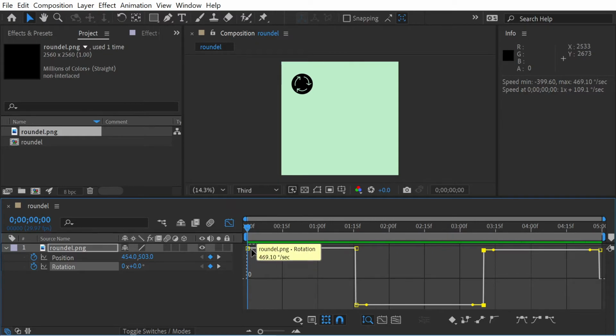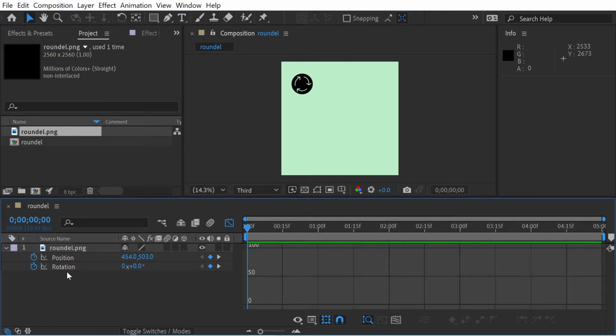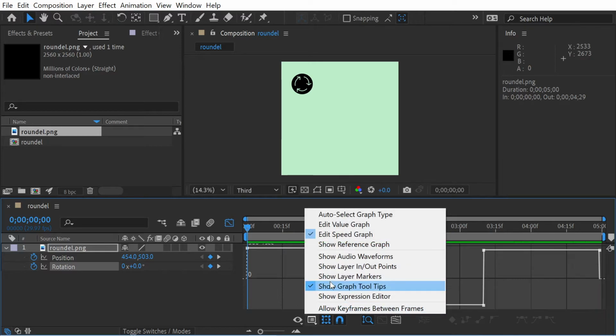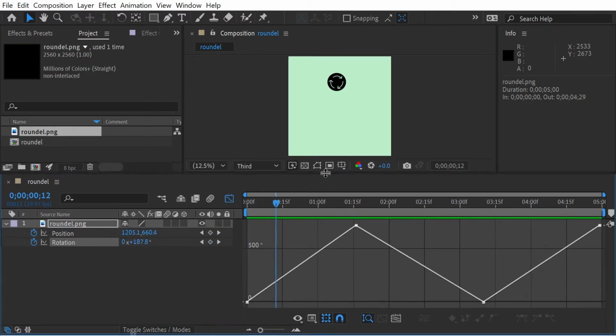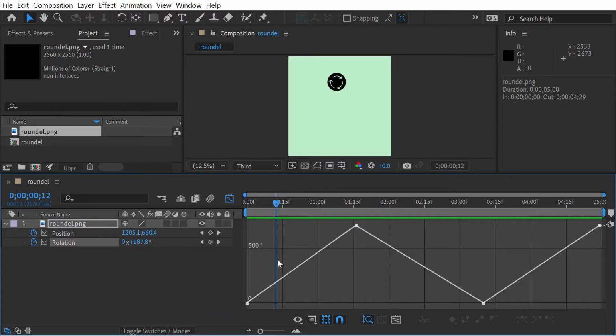So again, you can see that we have the linear. It should say linear, right? Yeah. So we have rotation selected now. This is the speed graph for rotation, and then we also have the value graph for the rotation, right? And this is going to oscillate between 0 to 720, as you might expect.